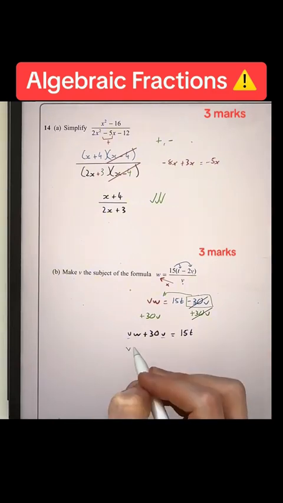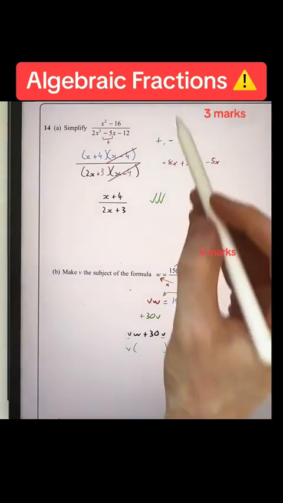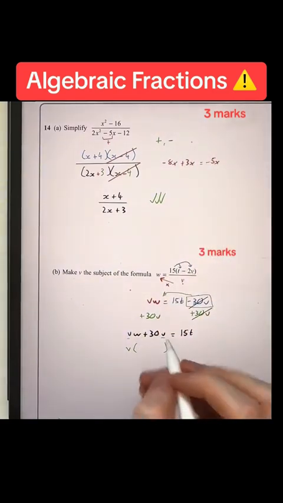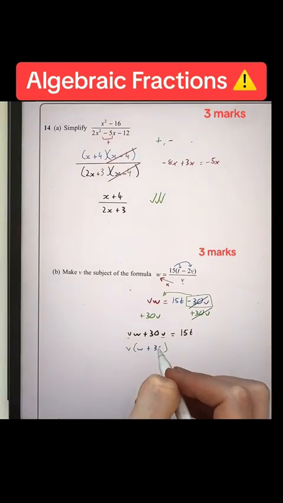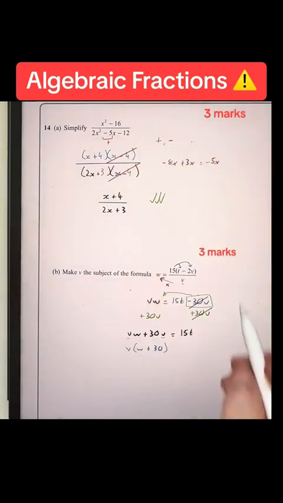So factorising out v, as I've got two terms, it's going to factorise into single brackets. What do I add times v to get back to vw? Well, I'm missing w. What do I add times v to get back to 30v? I'm missing plus 30. And on the right-hand side, I've still got 15t.